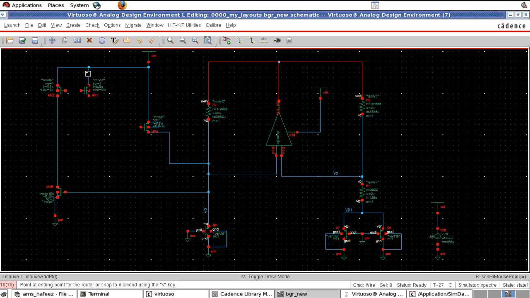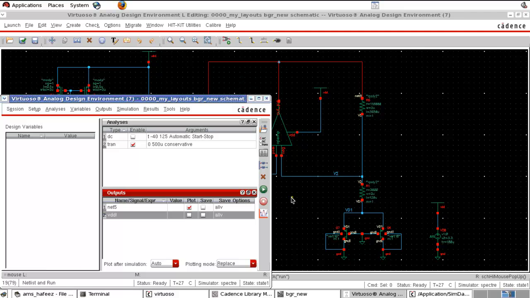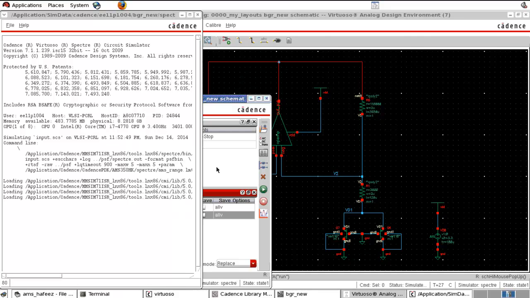So this is exactly the same circuit that we discussed in the theory session. So this current mirror is made, and we need a resistor here, and the resistor is grounded. So let us run the simulation again. We are done with the startup circuit, so let us run the simulation.